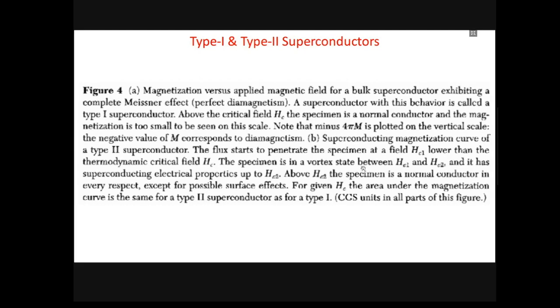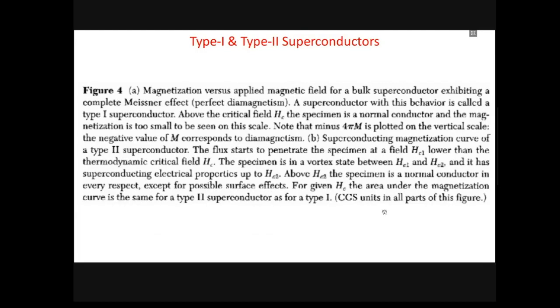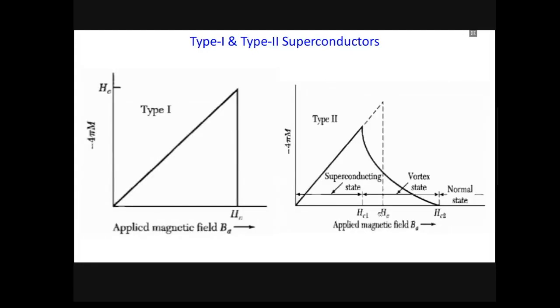Then, in the superconducting magnetization curve of type 2 superconductors, the flux starts to penetrate the specimen at a field HC1, lower than the thermodynamical critical field HC. This is the thermodynamical critical field; theoretically predicted or thermodynamically calculated, the critical field value is this. However, this is not the case. It starts penetrating well below HC, at HC1 itself.